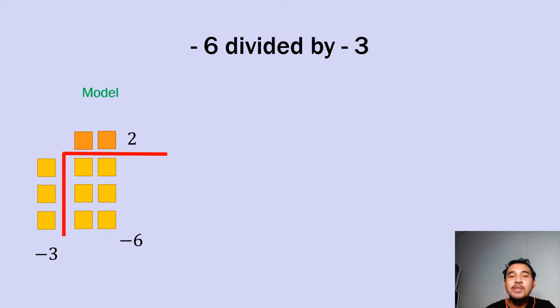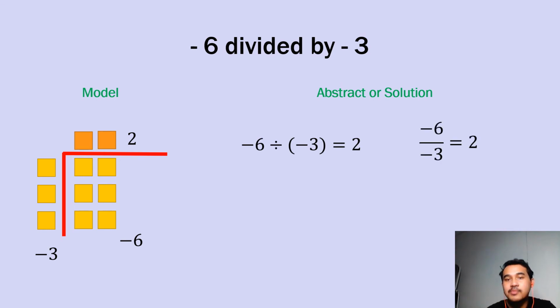So let's go with abstract or solution. Again, 3 types of solutions. First one, -6 divided by -3 is equal to 2. -6 over -3 in fractional form, the answer would be 2. And then on the long division, we have -6 divided by -3. The answer is 2. 2 times negative 3 is negative 6. So we have now, it will be added. So the answer is 0.